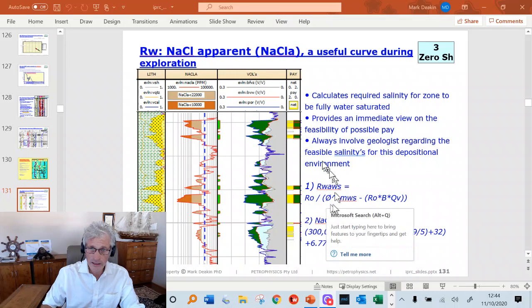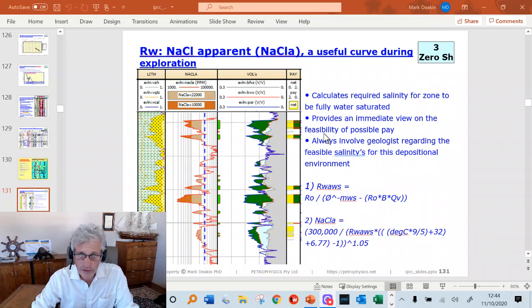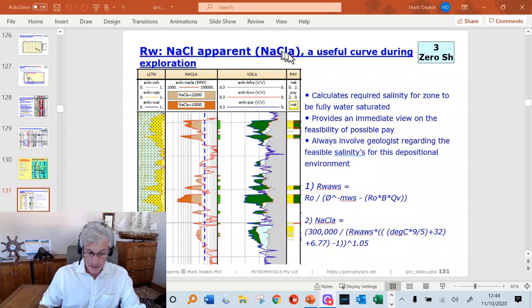Okay, here is the slide, and we've got the RW apparent calculation, NaClA, a useful curve during exploration. So we assume all of this rock is full of water, and then we say to ourselves, well, if it's all full of water, what does the observed resistivity have to be? If we assume it's full of water and we have this observed resistivity, what does the salinity have to be in order for that to be full of water? And we calculate that curve there, which is called NaCl apparent.